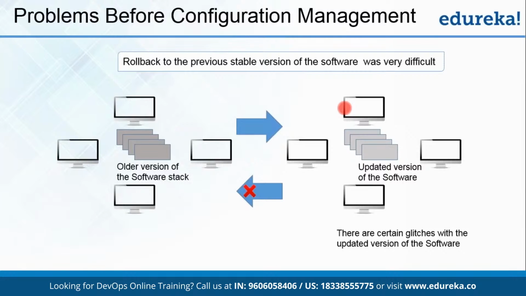But now that updated version of the software has certain glitches. Your company wants to roll back to the previous version of the software, which is MongoDB in this case. Now how will you do that? Remember, you have not kept the historical record of MongoDB during the updating. You have updated MongoDB manually on all the nodes, so you don't have the record of the previous version. So you need to go and manually reinstall MongoDB on all the nodes. So rollback was a very painful task. It used to take a lot of time. And we'll see what are the other problems before configuration management.